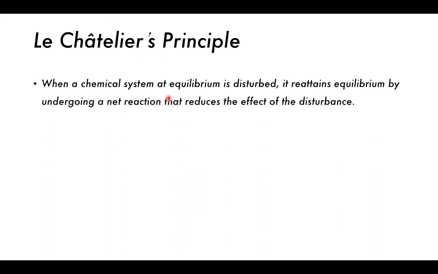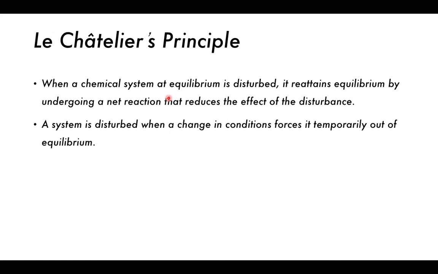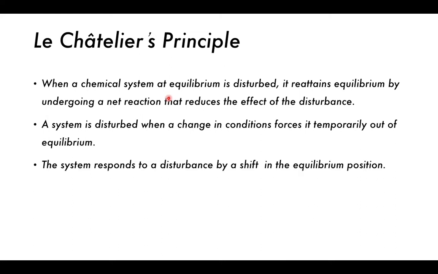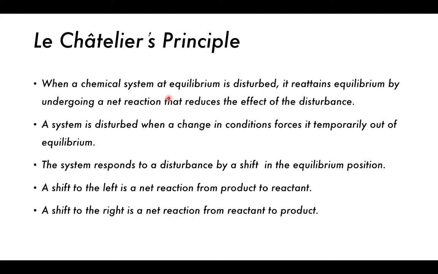This is the idea that when a chemical system at equilibrium is disturbed, it reattains equilibrium by undergoing a net reaction that reduces the effect of the disturbance. Basically, it reacts to the disturbance in order to try and get back to an equilibrium. A system is disturbed when a change in conditions forces it temporarily out of equilibrium. A common one with gases is just to change the volume of the system. The system responds to a disturbance by a shift in the equilibrium position. A shift to the left is a net reaction from product to reactant, and a shift to the right is a net reaction from reactant to product.